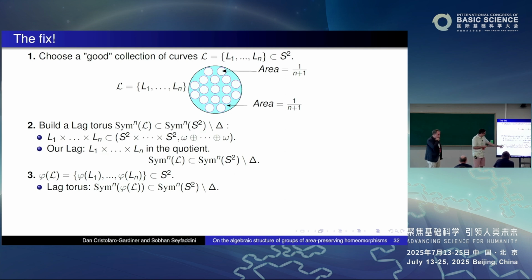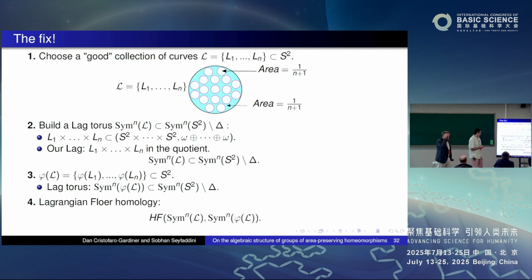So then what you end up doing is Lagrangian Floer homology. Now the map phi from the sphere induces a map on the whole picture. So you end up doing Lagrangian Floer homology between this torus and its image under the map induced on CPn by the area-preserving map of the sphere.